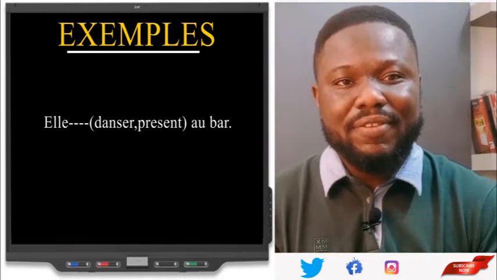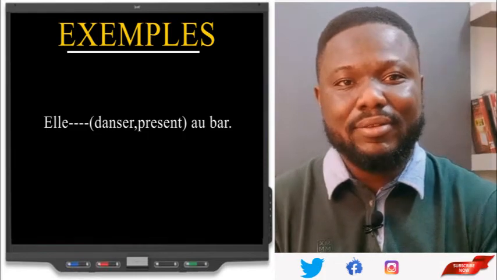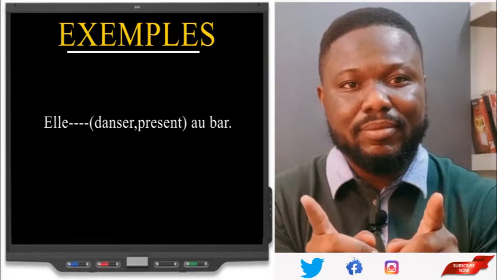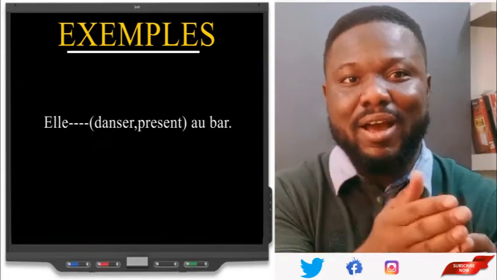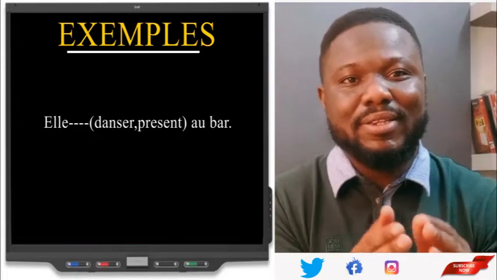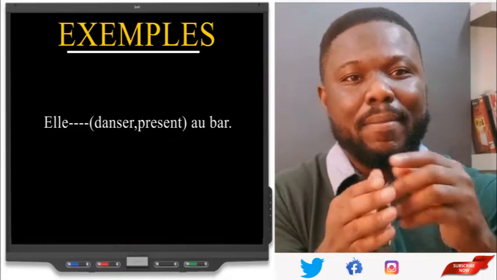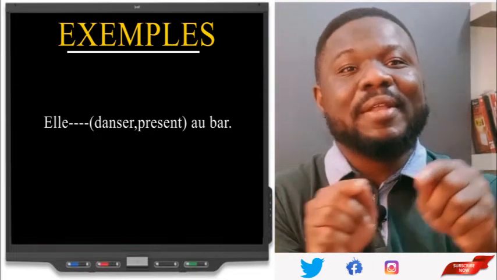In exam, they can give you, for example, elle, dash, then in bracket, danser, which means to dance, D-A-N-S-E-R, elle danser. Au bar, elle dansait au bar. Then they put in bracket again, présent. It means conjugate danser, which is ER verb in present tense.